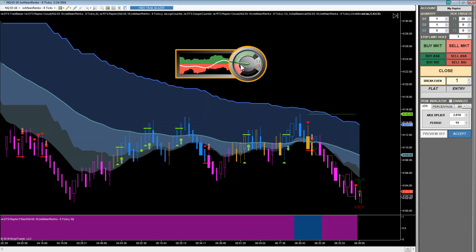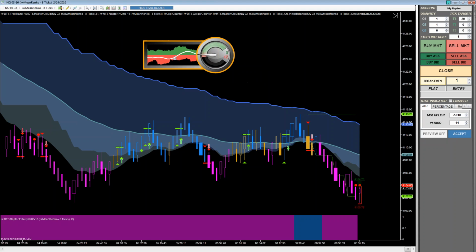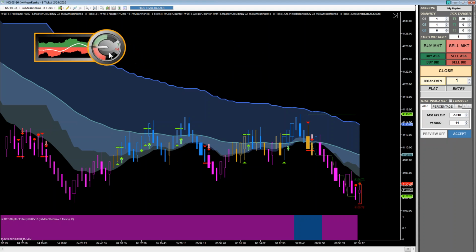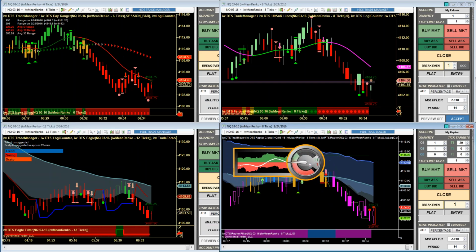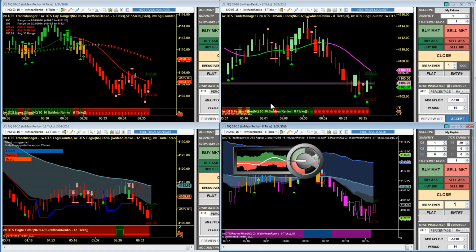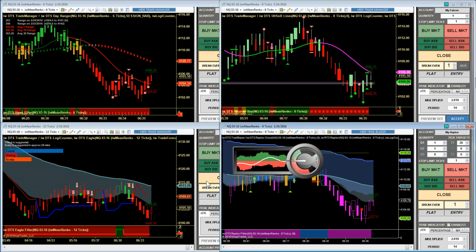Right now, the needle is a little bit green. So again, that's suggesting there's a little bit more buying going on than selling. And that would make sense because we're here on the lows. This Geiger counter, by the way, is a universal tool. It's not unique to the Raptor. You can put it on any chart you want, whether it be a 5-minute chart or a tick chart or whatever, or one of these other DTS charts.